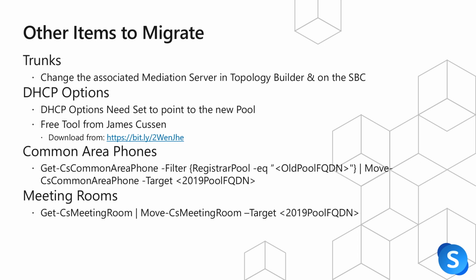Additionally, we also need to move any common area phones that an environment may have. So there is a commandlet here, Get-CsCommonAreaPhone, and we're going to filter it to the old pool FQDN, and we're going to move that phone over to the new 2019 pool FQDN. Same thing with meeting rooms. We need to move those over, so we're going to do a Get-CsMeetingRoom and Move-CsMeetingRoom, and then the new target is that 2019 pool.